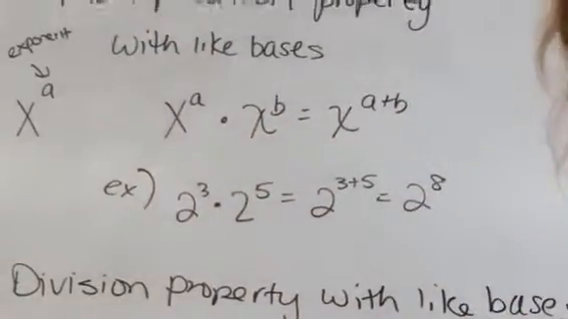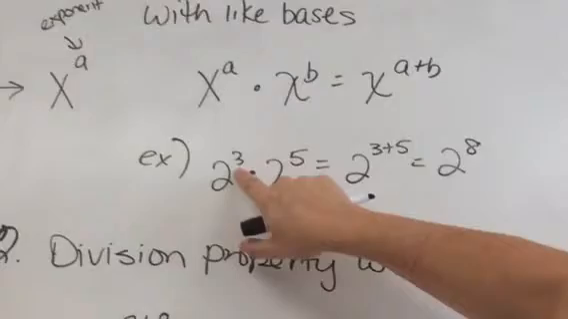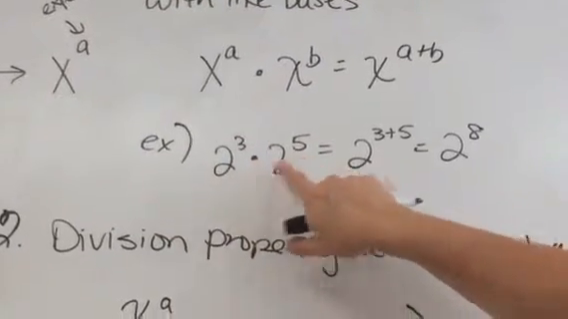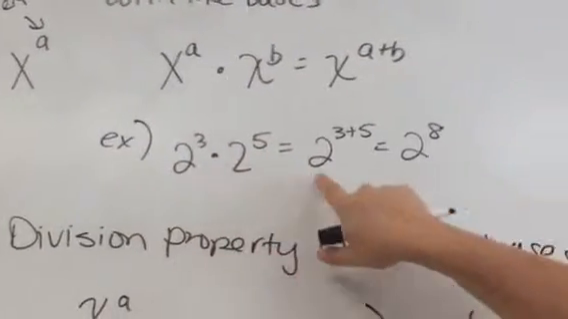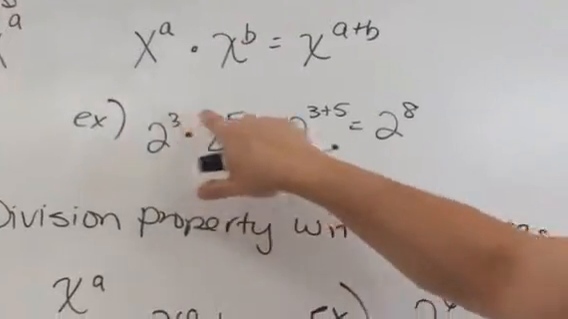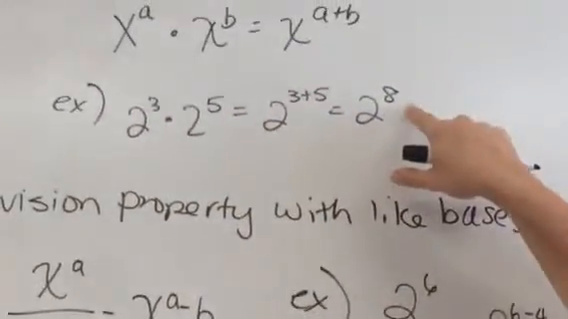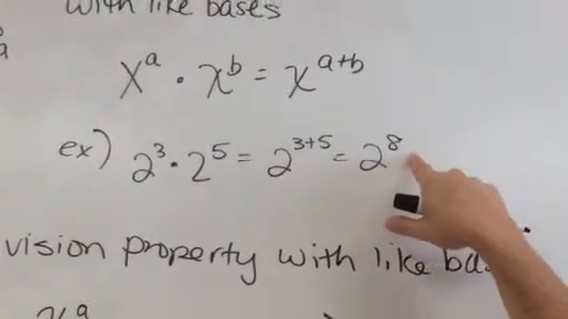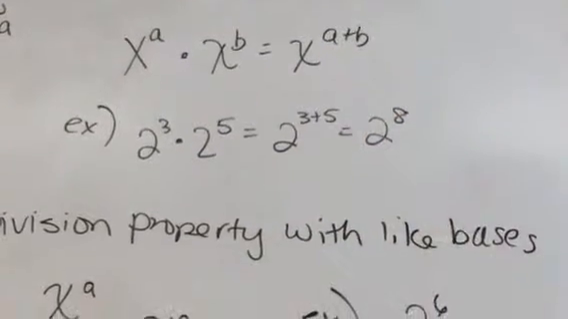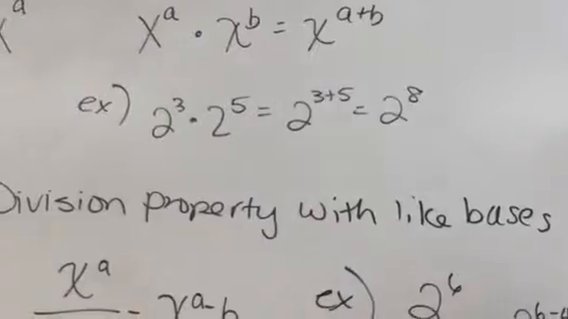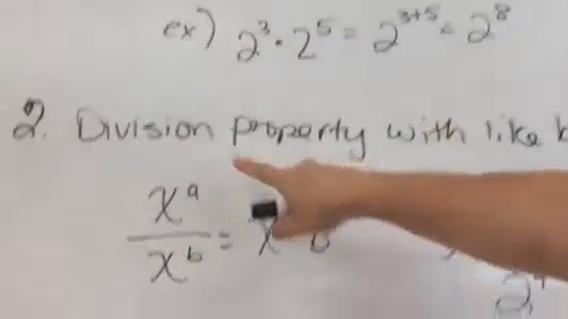What does that mean with numbers? If I had 2 to the 3rd times 2 to the 5, all you do to do this is keep the base, which is 2, and add your exponents. So I'm going to add 3 plus 5. And I get 2 to the 8. And if I wanted to figure out what 2 to the 8 was, I'd have to multiply 2 by itself 8 times. I'm not going to do that right now.